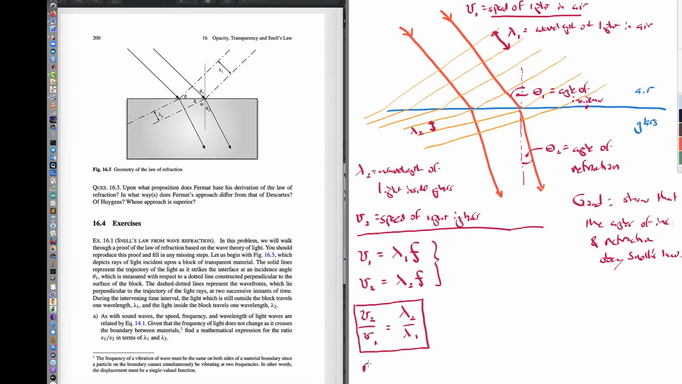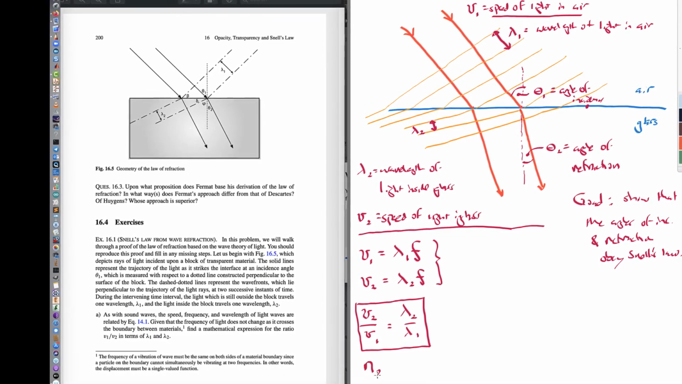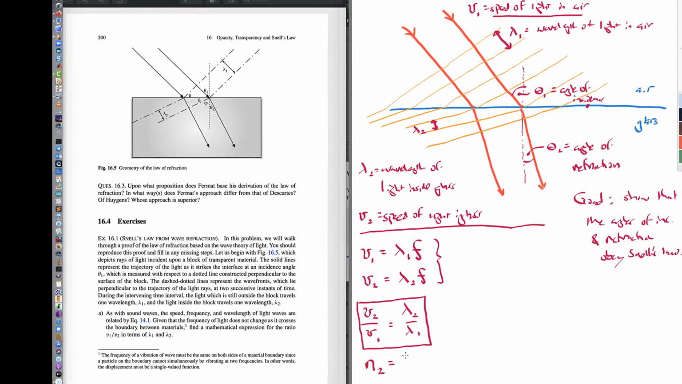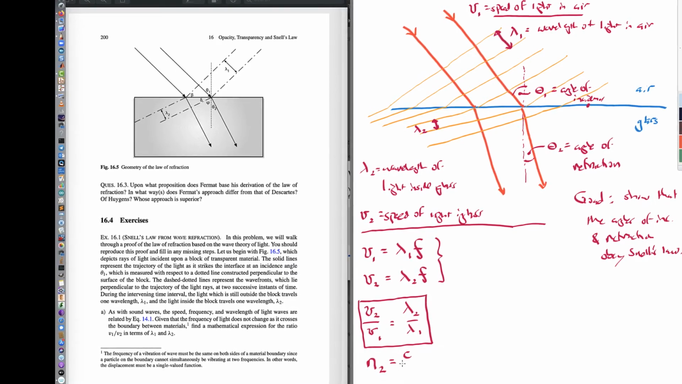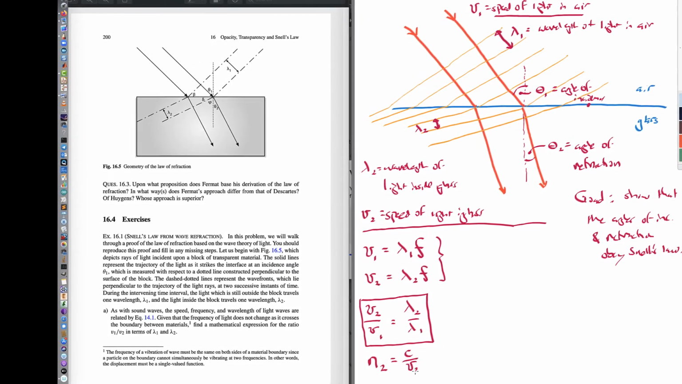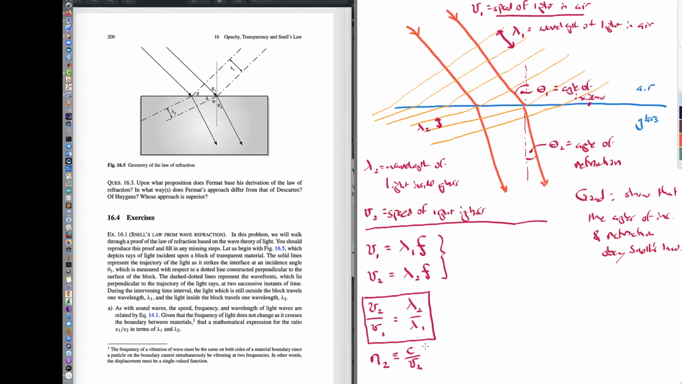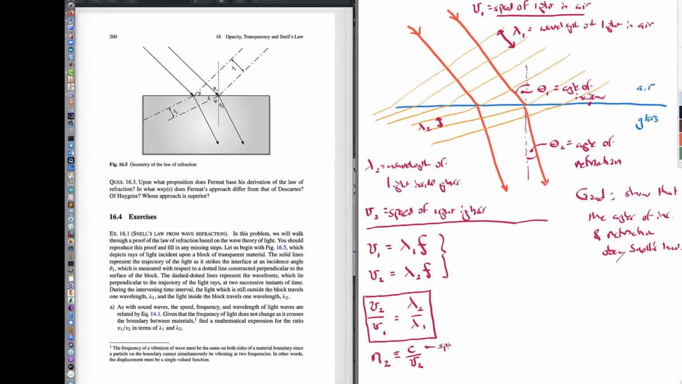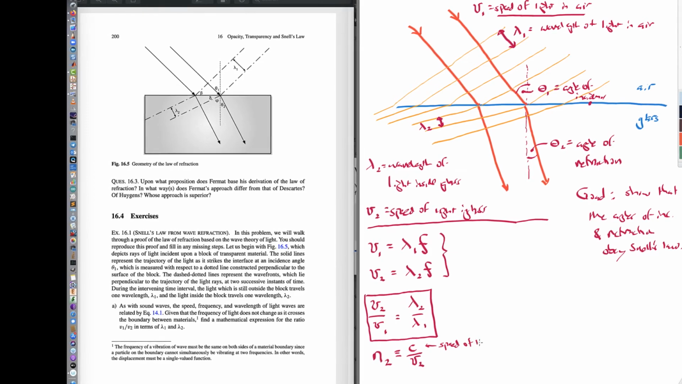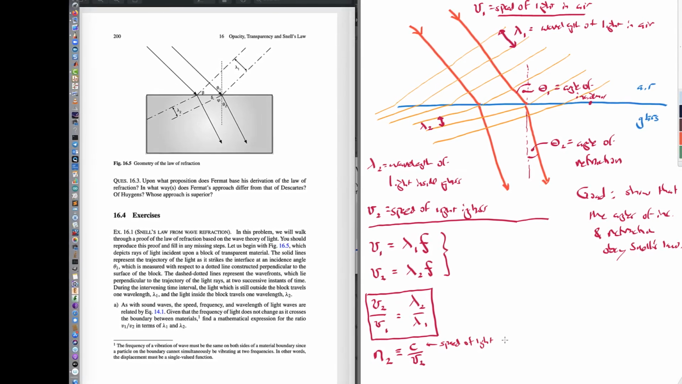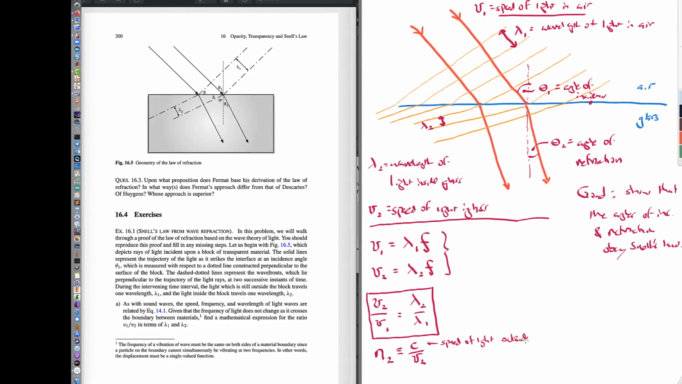Okay, there's another piece of information that we're going to need to use, and that is the definition of what's called the refractive index. The refractive index of a material is the ratio of the speed of light in a vacuum to the speed of light in that material. That's the definition of refractive index. So again, this is the speed of light outside of a medium, outside of any medium.